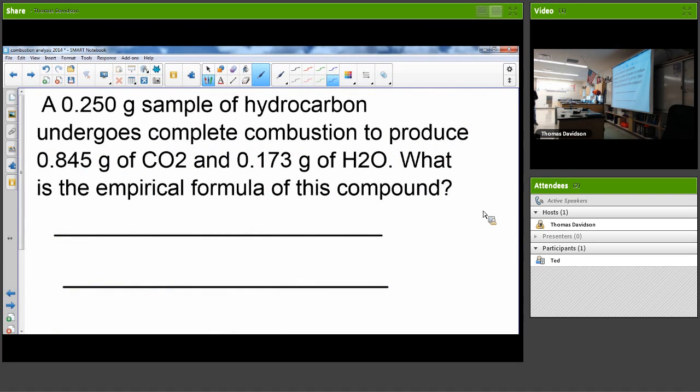Okay. Let's do this one. This one, once again, is just C's and just H's. So go ahead, I'll pause this, but you guys take a few minutes and see if you can solve it. All right. So let's go ahead and work through this one now.